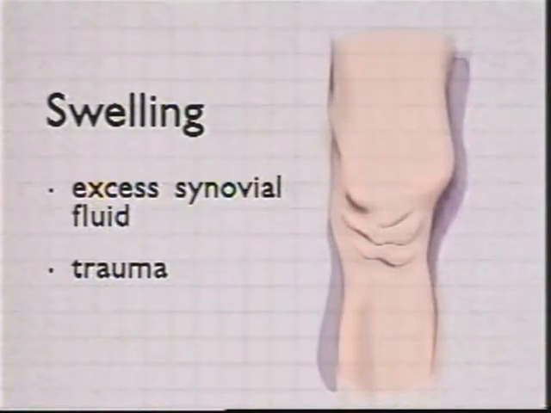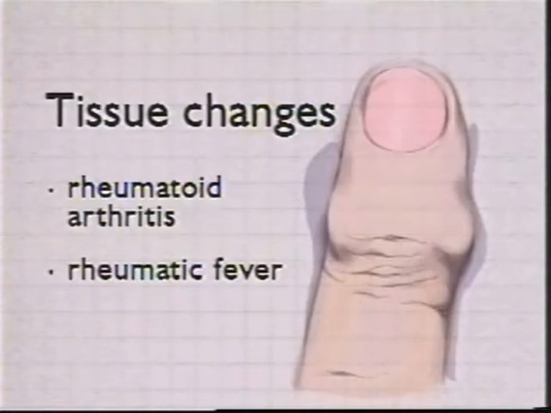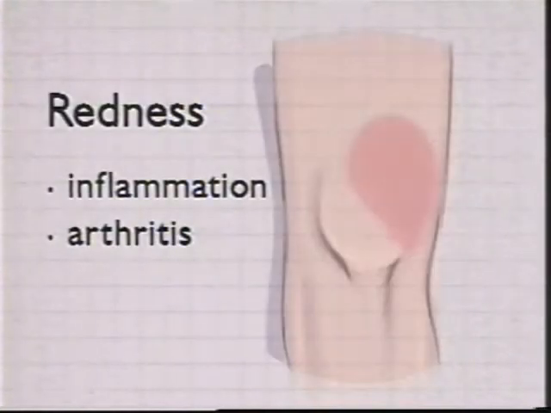Swelling may be caused by excess synovial fluid in the joint space or the tissues around the joint. It also may be caused by trauma to the area. Tissue changes may include muscle atrophy, skin changes, and subcutaneous nodules, which may result from rheumatoid arthritis or rheumatic fever. Skin redness may suggest inflammation or arthritis.